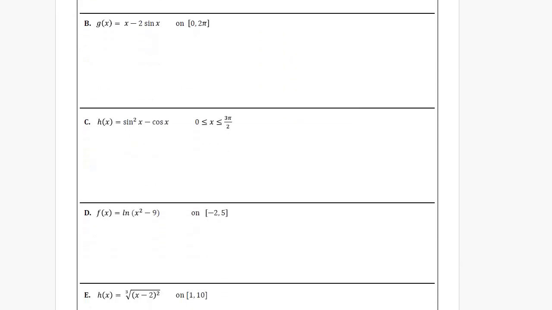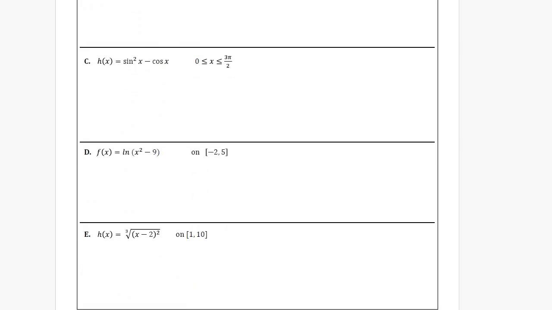Couple more here. So notice on D, we have to be careful because D is a natural log. Likewise, we have to be careful on our last one because we have a root. So thinking about our natural log, remember that our normal natural log of x function has a vertical asymptote because the inside is not allowed to equal 0.